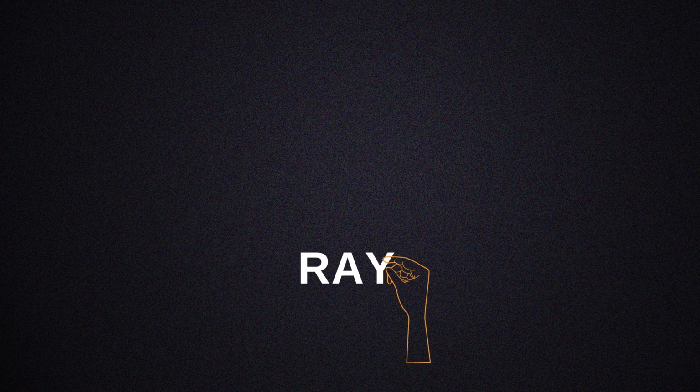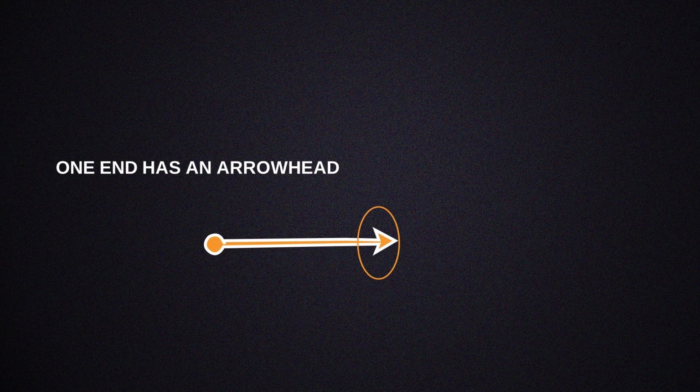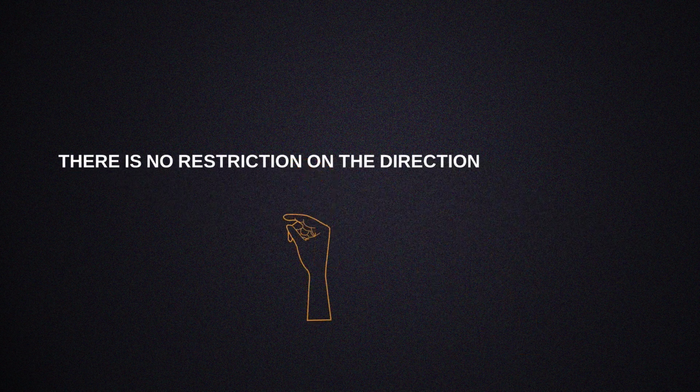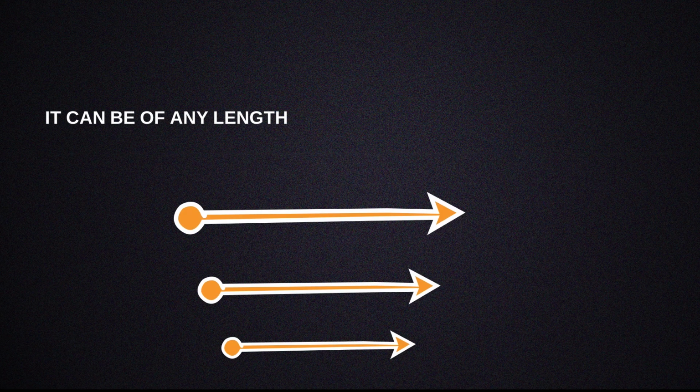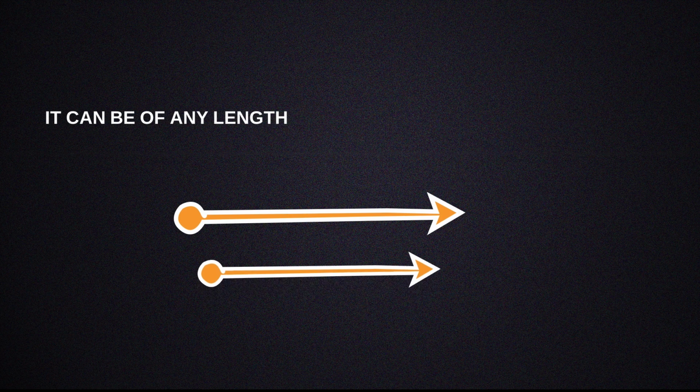Now let's explore rays. A ray only has an arrowhead at one end. This essentially means that a ray extends in only one direction. A ray can go in any direction. A ray can also be of any length, like short, longer, or longest.